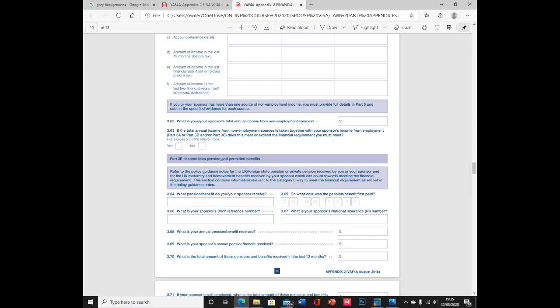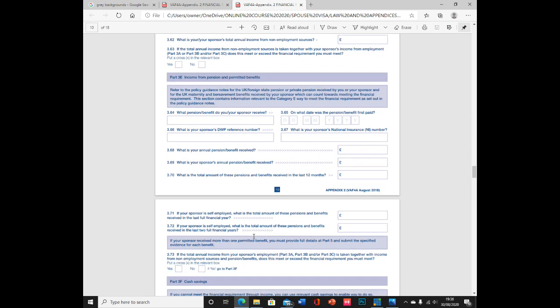Okay, income from pension and permitted benefits. So what pension do you receive? On what date was the pension first paid? What is your sponsor's DWP reference number? So these are a mixture of documents. Make sure you are not confused in this section, because if you are receiving certain benefits, then you will be exempted from meeting £18,600. But if you are receiving pension, then you need to show £18,600 from all sources of income.